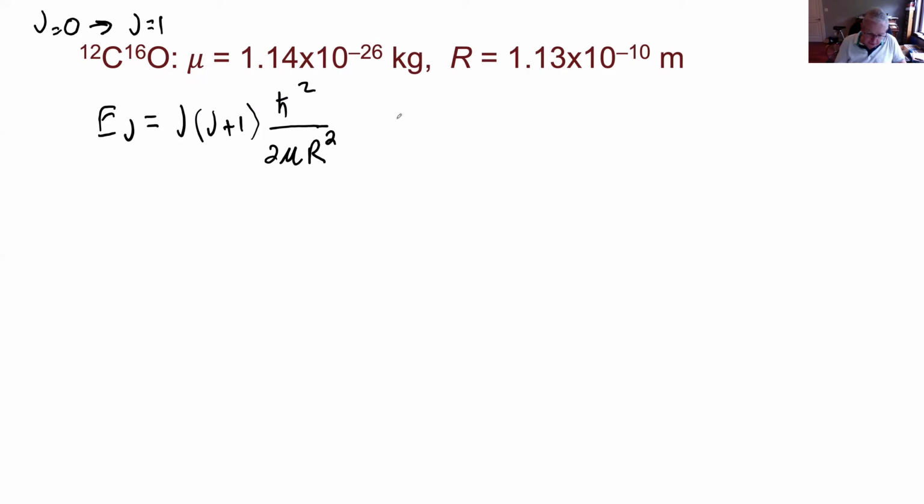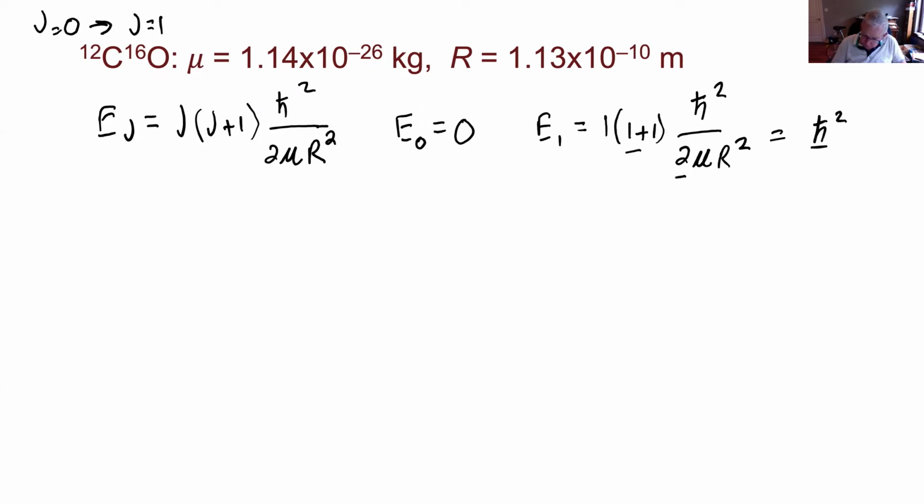So if I take this and just put in the values, E0 is going to be equal to 0, because there is no zero point energy, and because if I put 0 in there for the J term in front of J times J plus 1, it's going to quickly take me to 0, right? If I do E1, that's going to be equal to 1 times 1 plus 1 times my collection of quantities, h bar squared over 2 mu R squared. If I simplify that, I get 2 up here and 2 there, so this is just equal to h bar squared over mu R squared.